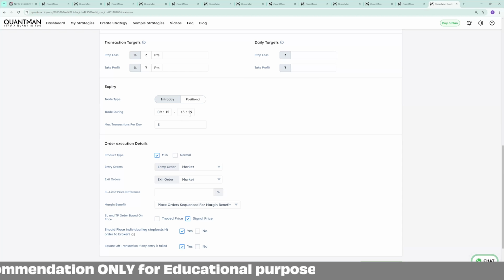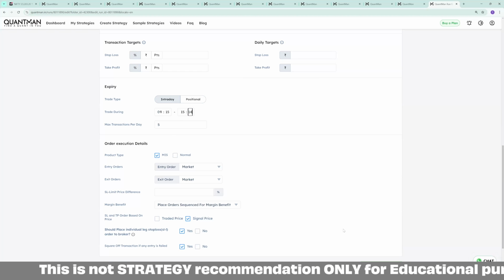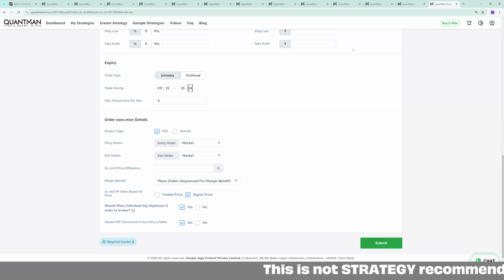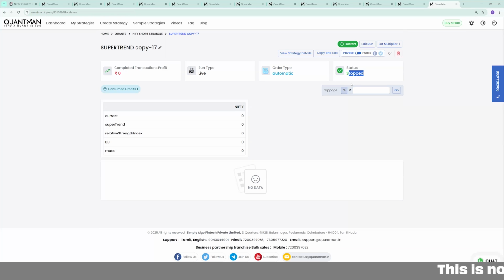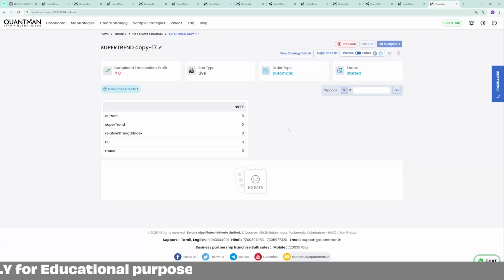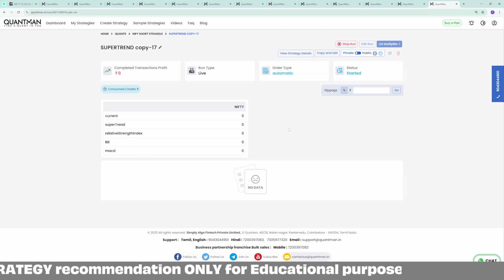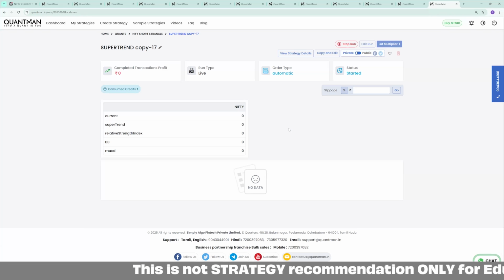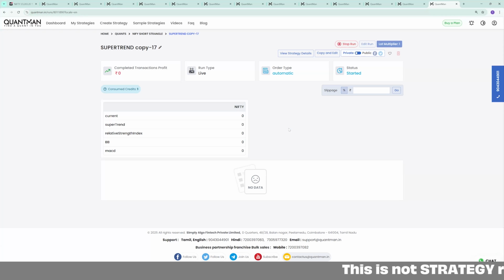Okay, now I am using 15:25 and submit. Status started. Whenever the condition is satisfied, it executes the trade. MIS means margin intraday square off. It's used for intraday orders. NRML, normal, carry forward, CNC, those are carry forward orders. You can carry forward the position to tomorrow or weekly.